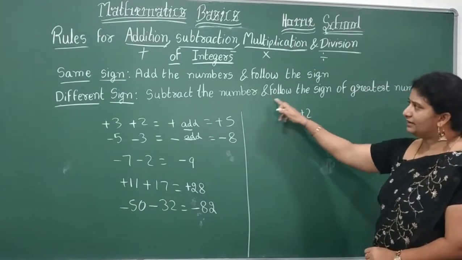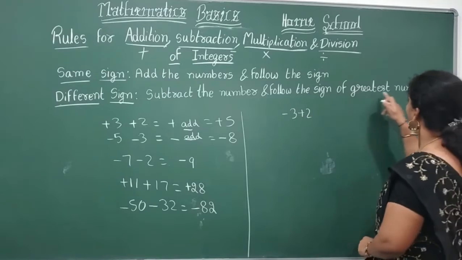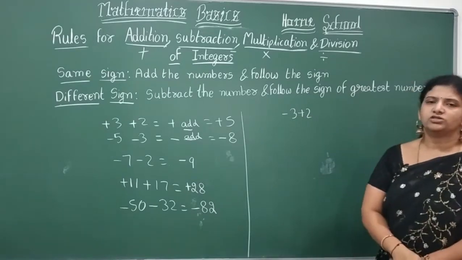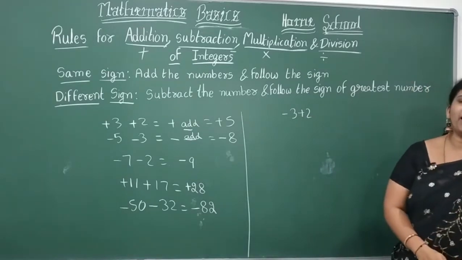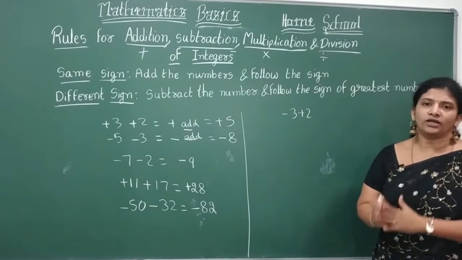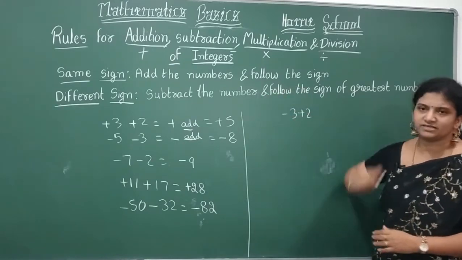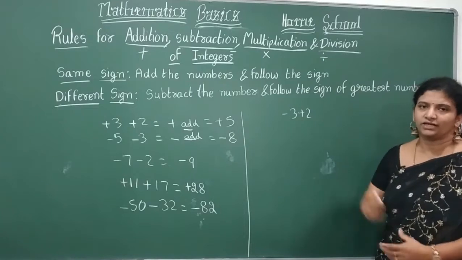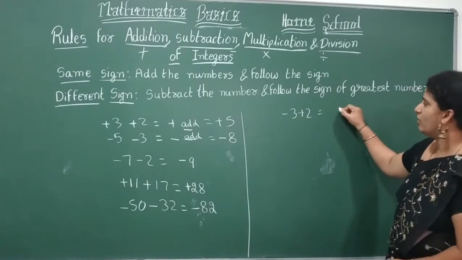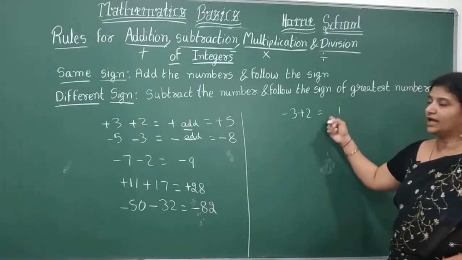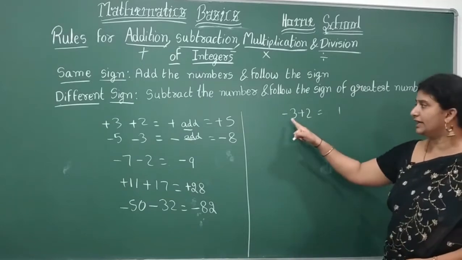Subtract the numbers and follow the sign of the greatest number. Whatever the two numbers are, take minus 3 plus 2. Don't worry about the signs. Subtract 2 from 3. What are you going to get here, children? 1. And what sign are you going to take? Follow the greater number's sign.